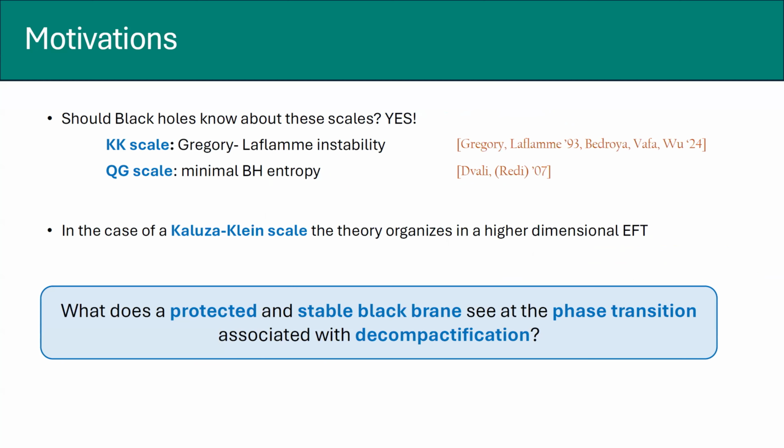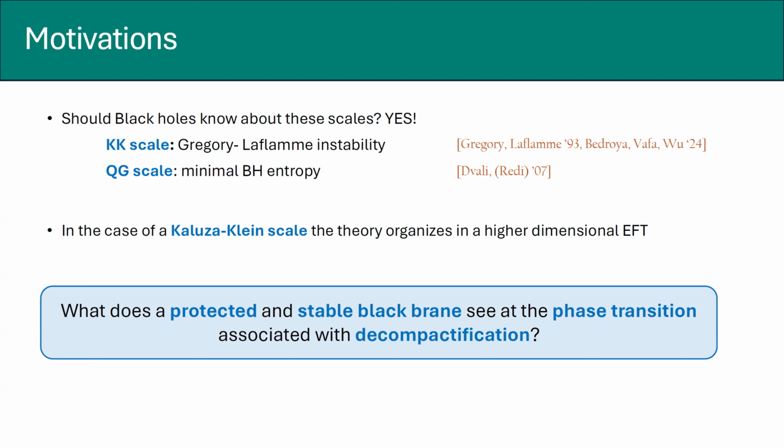So black holes know about these scales. For instance, neutral black holes know about the KK scale in the form of the Gregory-Laflamme instability, or minimal black holes know about the quantum gravity scale in the form of the size of the minimal black holes themselves. And the question we were asking ourselves when we decided to start working together, and which we tried to answer in our first paper together, is how this Kaluza-Klein scale is seen and experienced by BPS black holes, or in general by protected extended objects, which are BPS and stable.